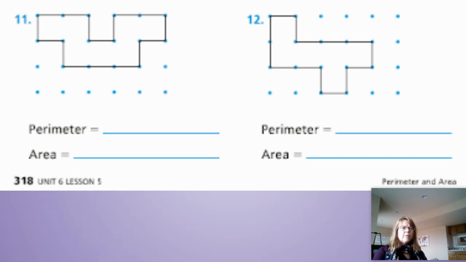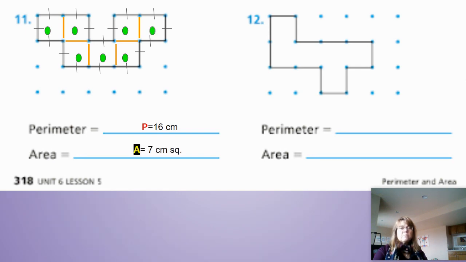All right, welcome back. Here we go. 1, 2, 3, 4, 5, 6, 7, 8, 9, 10, 11, 12, 13, 14, 15, and 16. All right, 16 centimeters around the outside. I connect all those lines and I should have something that looks similar to this. I'm going to plug a dot into each square. 1, 2, 3, 4, 5, 6, 7. And that is 7 centimeters squared. Big difference between that area and perimeter, huh?